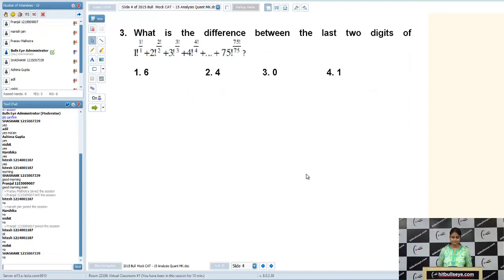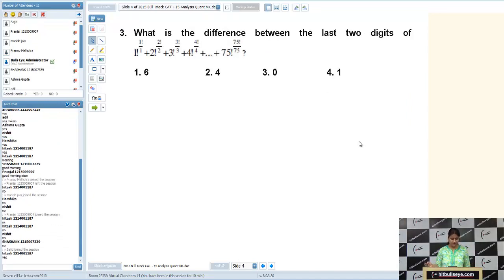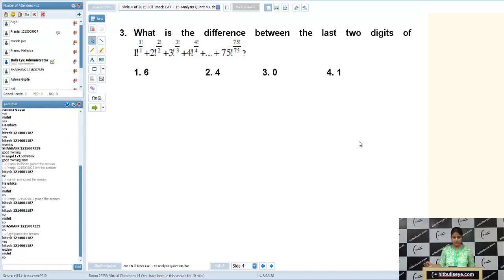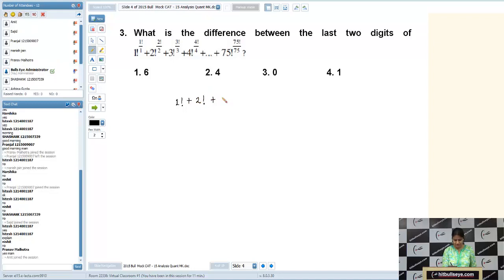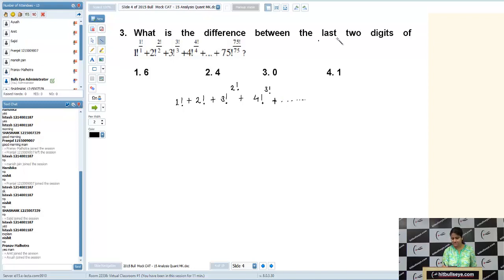Question number 3. Any problem in this? Okay, Hitesh? Yes. What is the difference between the last two digits of this expression? See, this is 1 factorial raised to power 1, which is 1 only. 2 factorial raised to power 1 only. 3 factorial raised to power 2 factorial. 4 factorial raised to power 3 factorial, and so on. We want to find the last two digits of this expression.